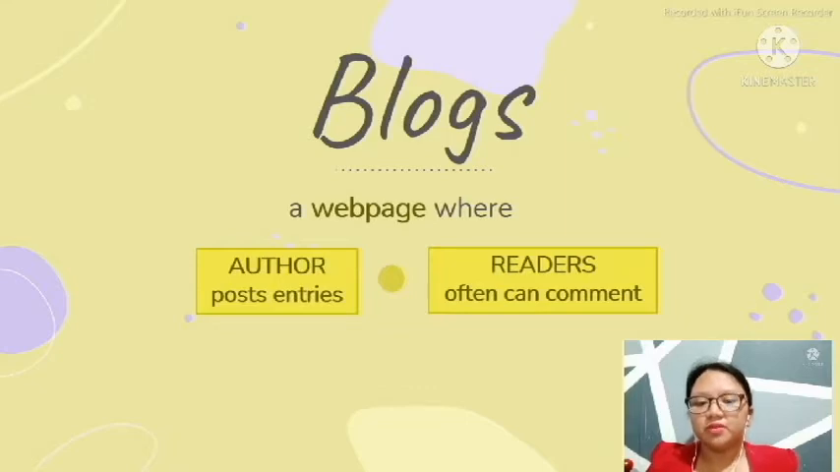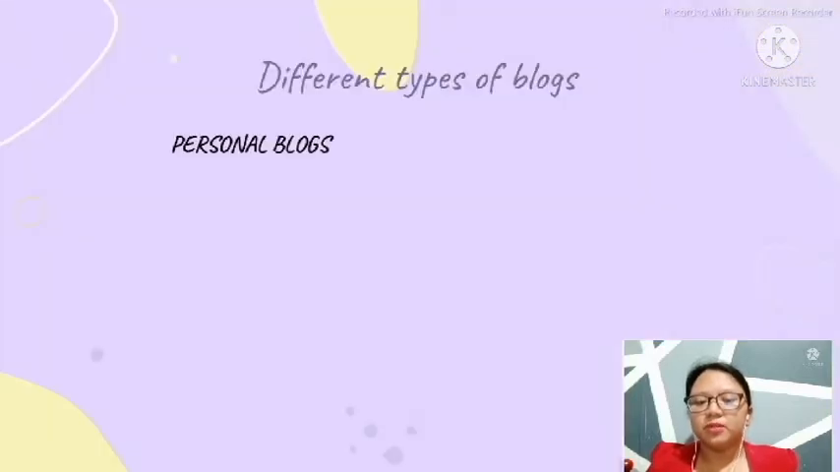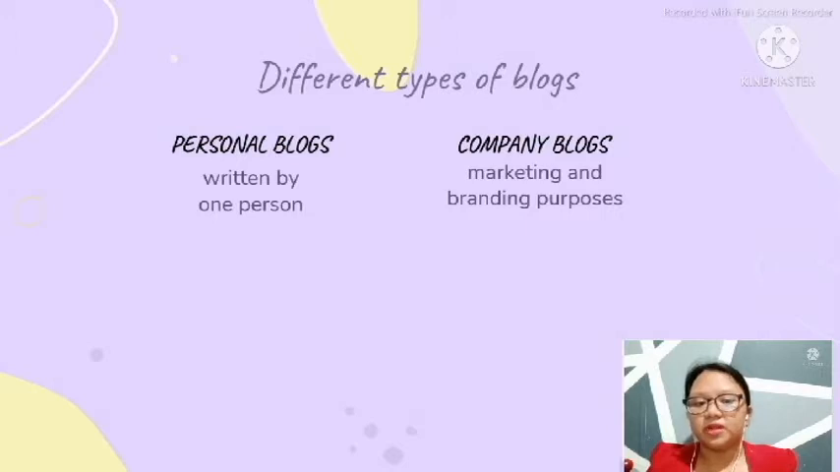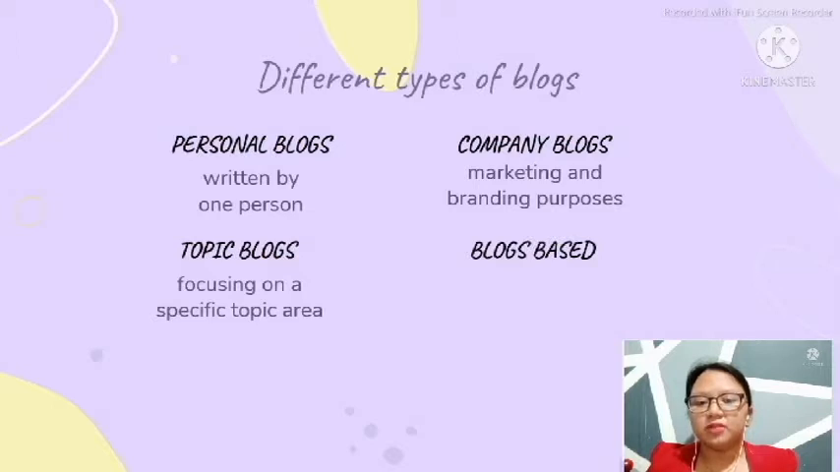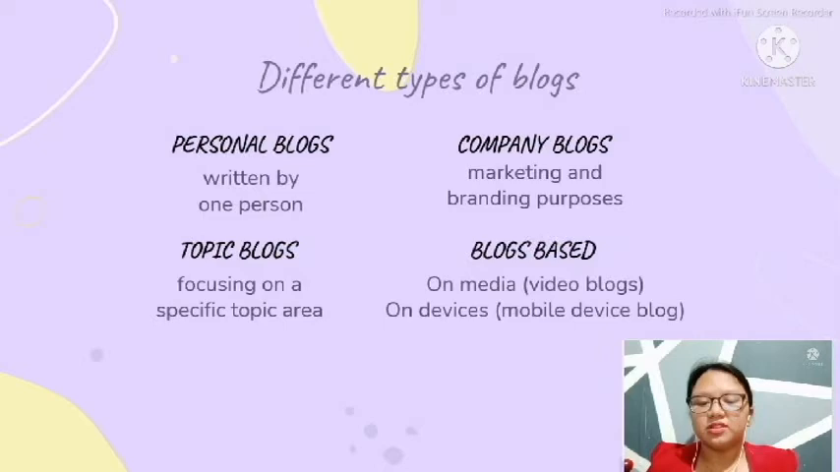There are different types of blogs. One is personal blogs written by one person. Another is company blogs used for marketing and branding purposes. Next is topic blogs focusing on a specific topic area. And last is blogs based on media, which is video blogs, and devices, which is mobile device blogs.